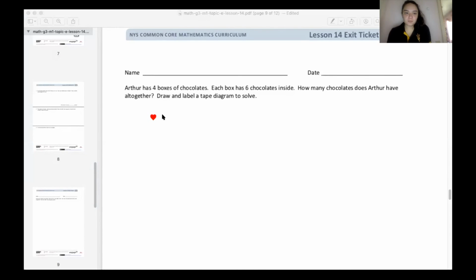Those are fun, especially around Valentine's Day. So 1, 2, 3, 4, 5, 6. That's 1 box of chocolates. 1, 2, 3, 4, 5, 6. There's 2 boxes of chocolates. 1, 2, 3, 4, 5, 6. That is 3. 1, 2, 3, 4, 5, 6. There's our 4th box of chocolates. And so I'm going to write my multiplication sentence.